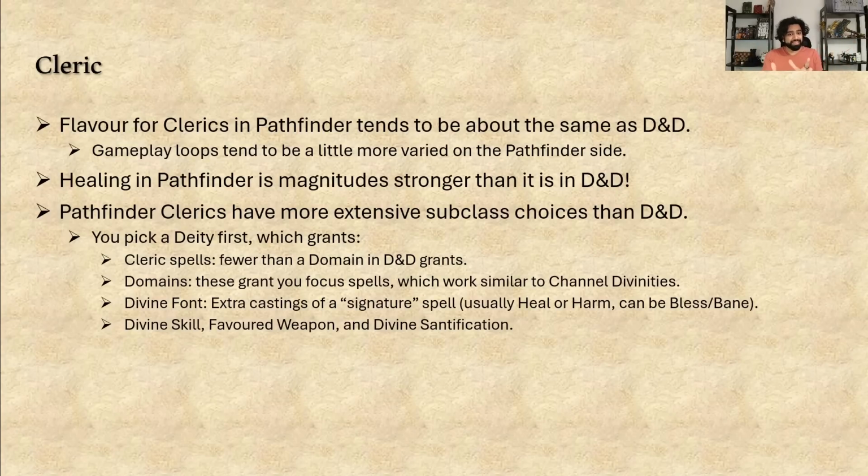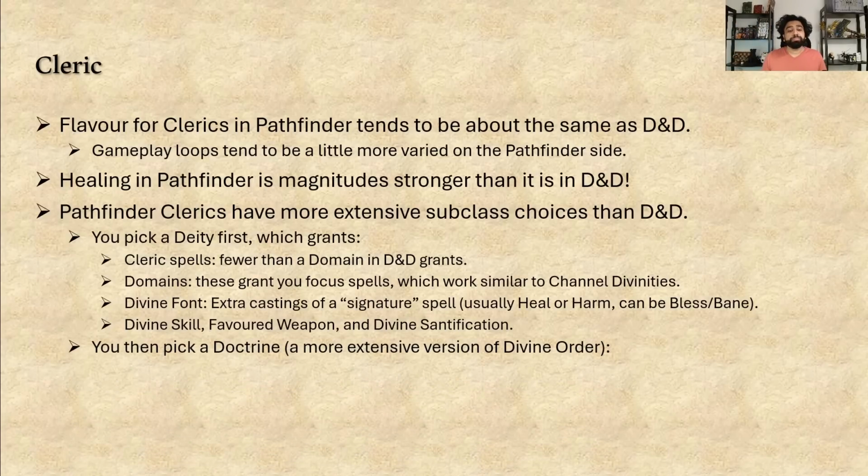So your deity is offering a ton of options because there's so many different dimensions of what the deity is giving you. And then you pick the doctrine of your deity, which is basically a more extensive version of D&D's Divine Order. Divine Order really just offers one choice at level 1, and I believe it offers one more choice at level 9. I forget if that's the case or not.